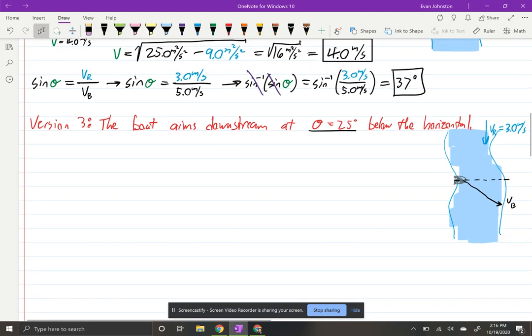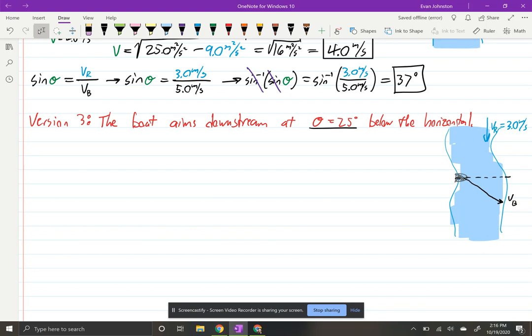Now, here's why it gets a little weird, because isn't the river going to make it go even farther downstream? Because now this black vector has a part in the y direction and a part in the x direction. And so if we add our velocity of our boat to this river vector, in the end, our boat's going to be going at some different angle down here, because the river's going to add to the boat's speed and velocity, and it's going to change that.